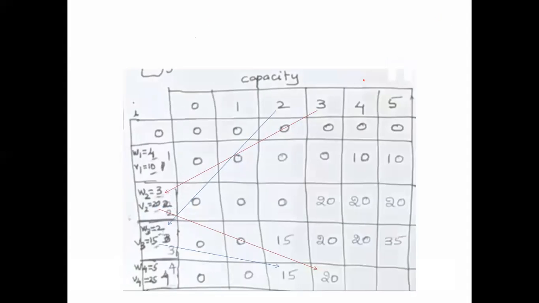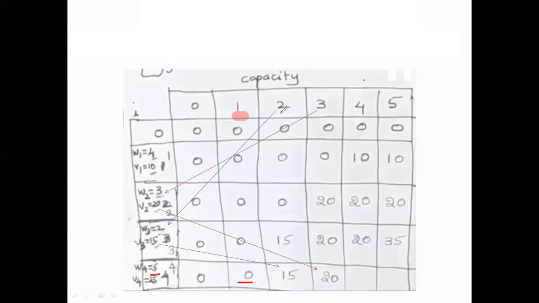Now let's see how to fill the 4th row. Okay. 4th row. So as I said, here the capacity is 1. But here the weight is 5 kg. 5 kg cannot be held in 1 kg. So 0.